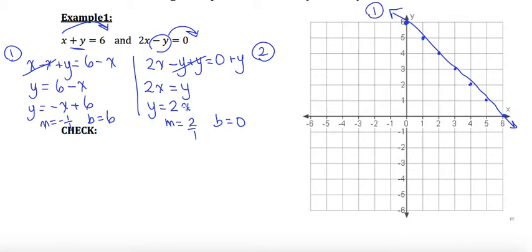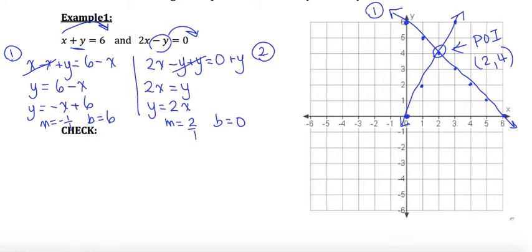So the next graph I'm going to graph is the next one. So I have a y-intercept of 0, and my slope is 2 over 1. So I'm going to go up 2 over 1, up 2 over 1, up 2 over 1. So this is my point where they cross, and I'm going to connect these with a straight line. At home, you're using a ruler. And this is my point of intersection. And the coordinates of this point of intersection is 2 and 4.